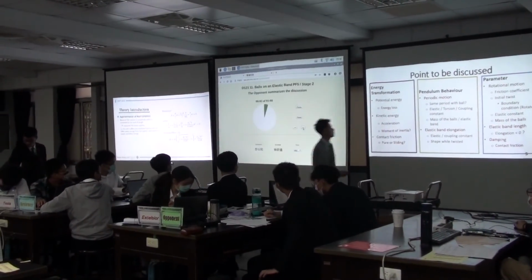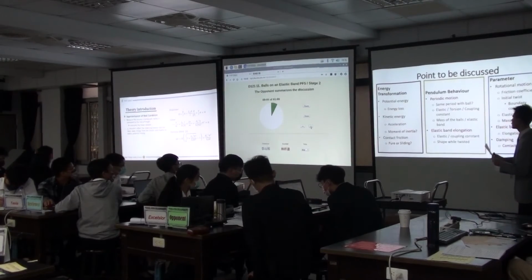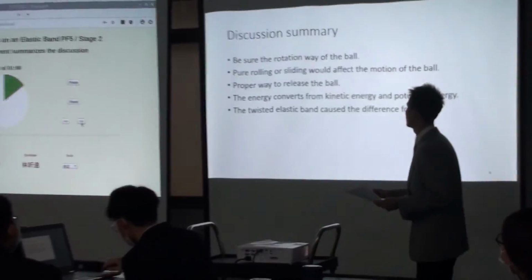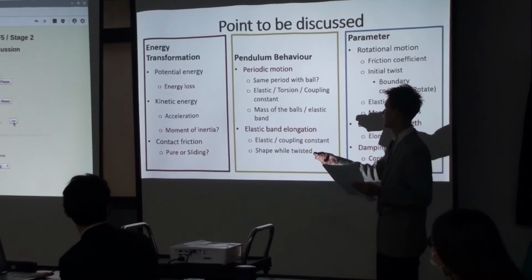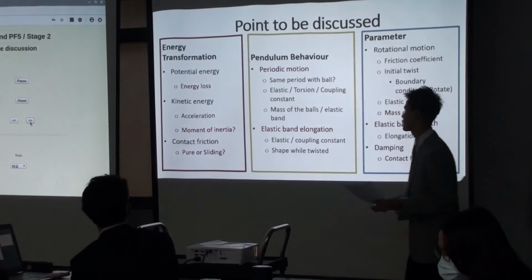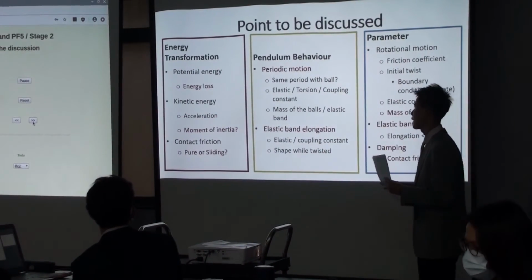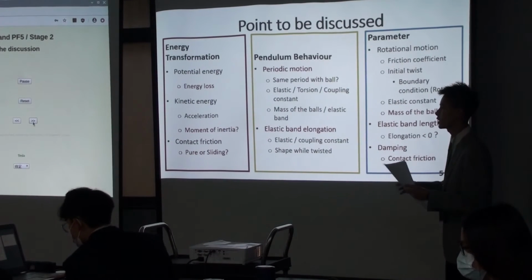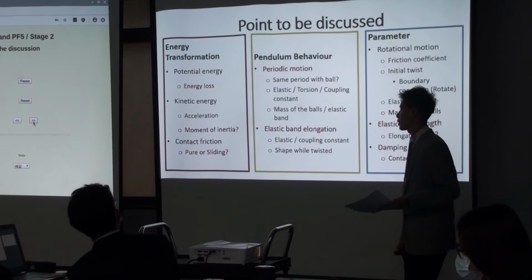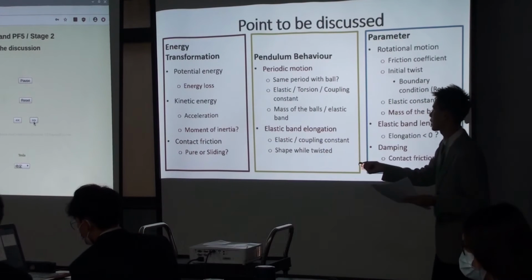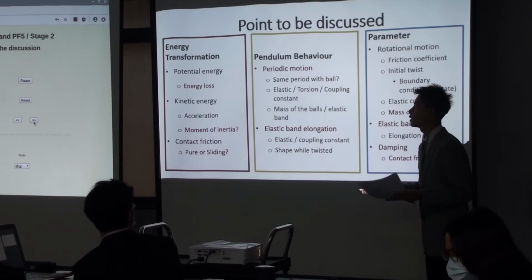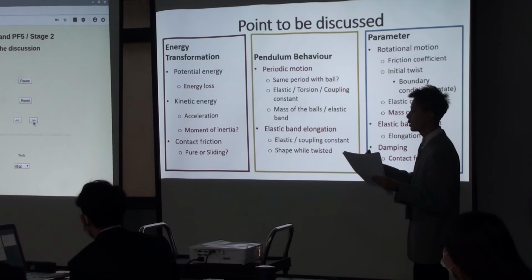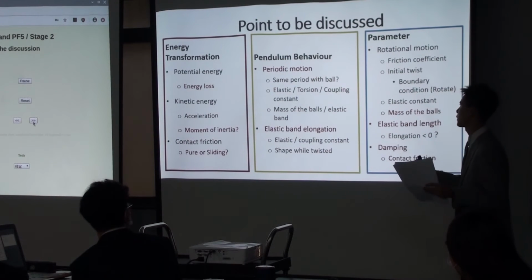We have discussed the energy transformation, which will cause the energy loss. And we are sure the kinetic energy causes the acceleration and causes the moment of inertia to be different when the radius of the system is not the same. And we have discussed the friction, is it rolling or sliding? And the opponent thinks that the sliding motion is caused by the elongation of the elastic band.